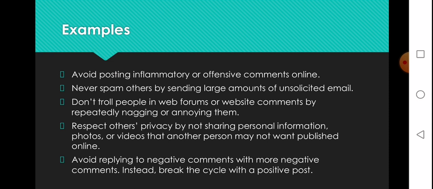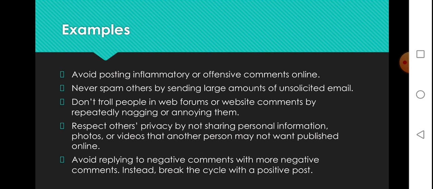Now we have examples here. First, avoid posting inflammatory comments or offensive comments online. Never spam others by sending large amounts of unsolicited email. Don't troll people in web forums or website comments by repeatedly nagging or annoying them.